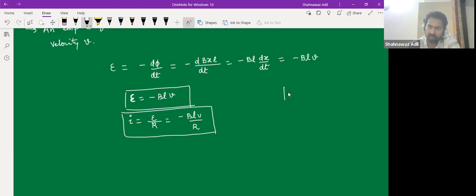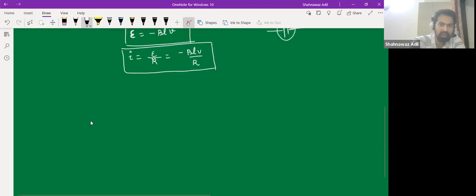So this is the polarity of the EMF. One is the higher potential, and this one is the lower potential. So what is the polarity of this EMF, and how do we calculate the polarity?